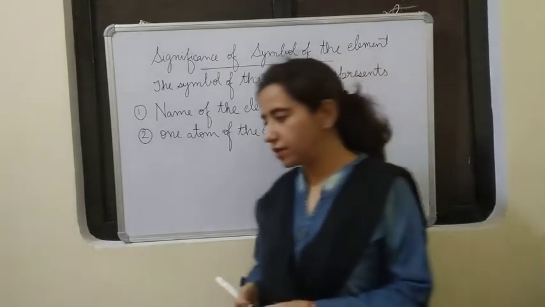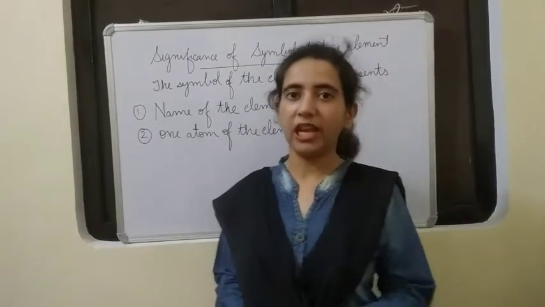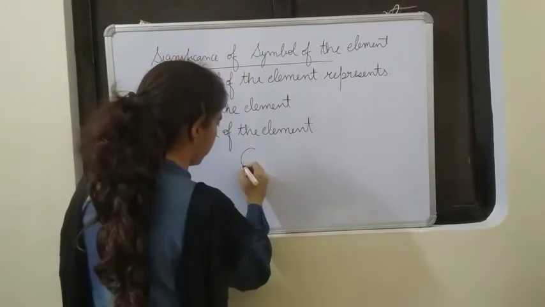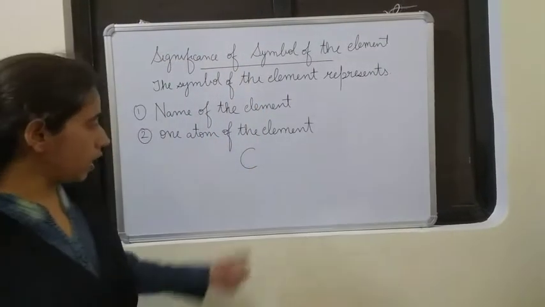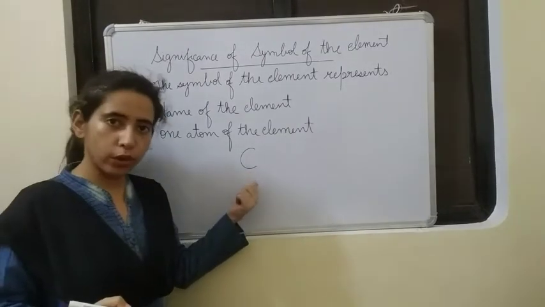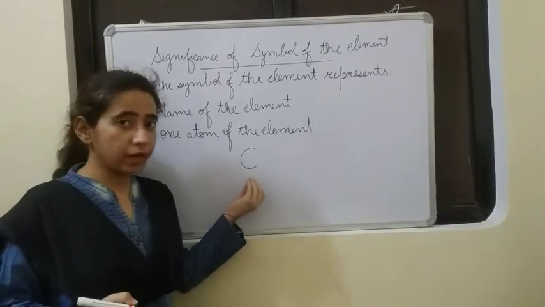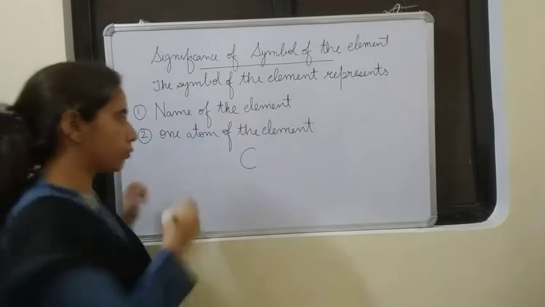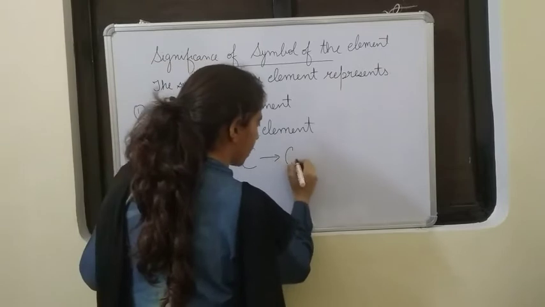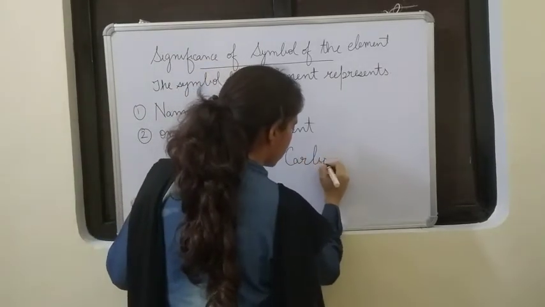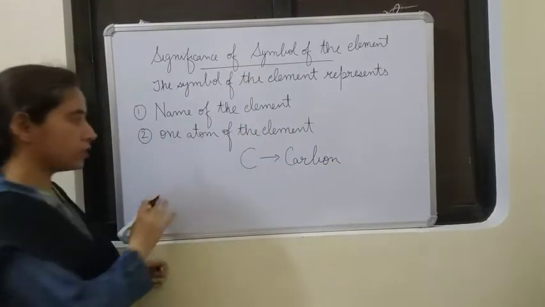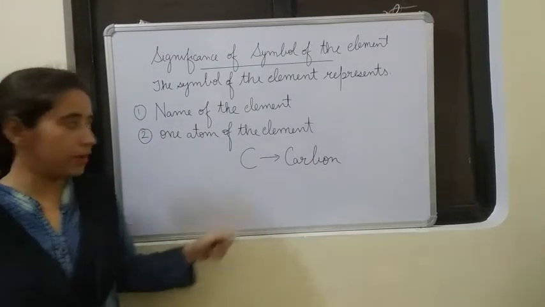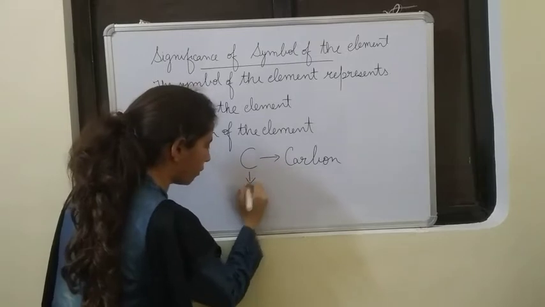Let us understand this. Suppose I am taking one element, carbon; its symbol is C. You know that. When you look at C, you know it is the symbol of the element carbon. So you understand what that is, the name of the element. From this you come to know that it is carbon. And anywhere if you see C written, that represents an atom of the element. It represents an atom of carbon.